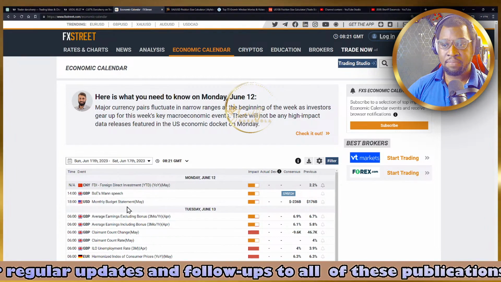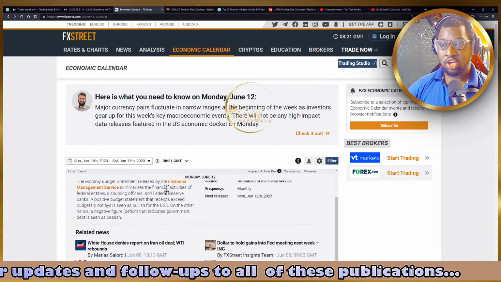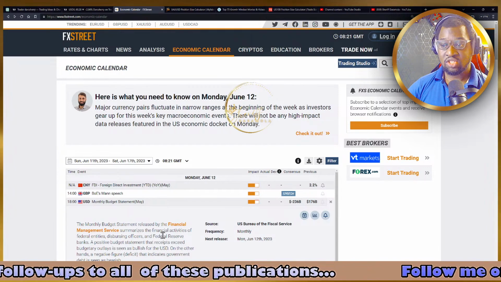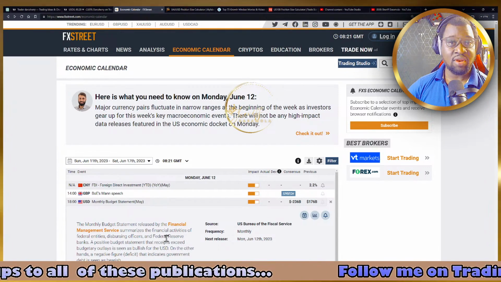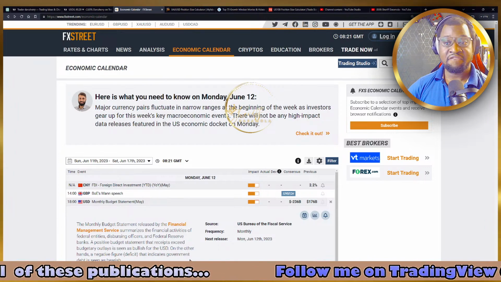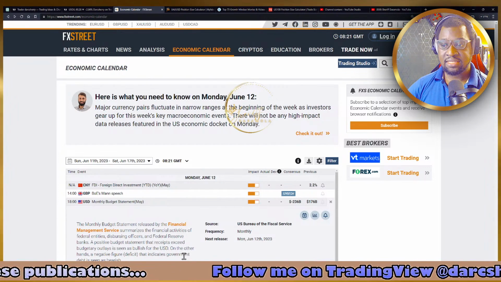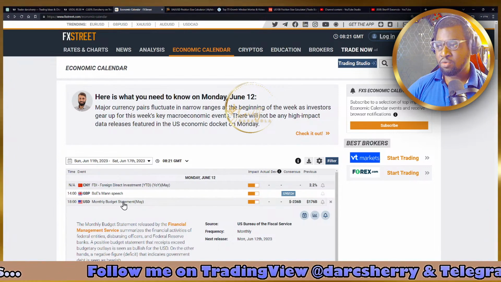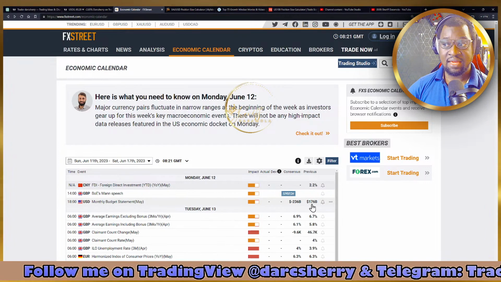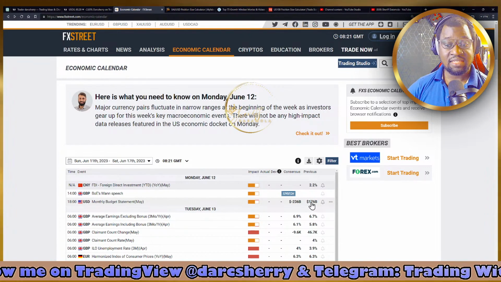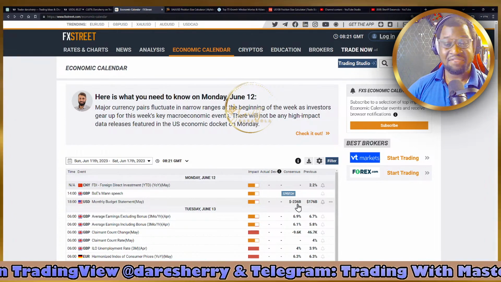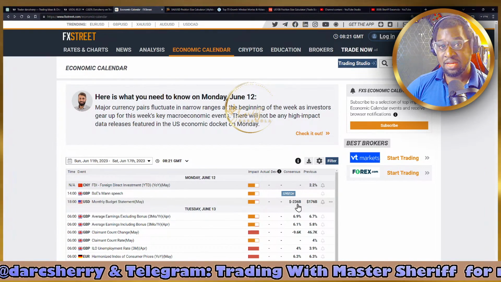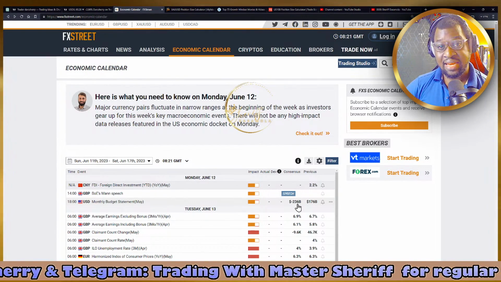Then we also have the monthly budget statement coming in from the US economic docket. So this is released by the Financial Management Services, and it summarizes the financial activities of the federal entities, disbursing officers, and the Federal Reserve Bank. So a positive budget statement, where receipt exceeds budgetary outlay, is seen as bullish. And from what we have here, the previous data came in at $176 billion, and we have a consensus projection speculating a minus $236 billion, which is on the negative side there.